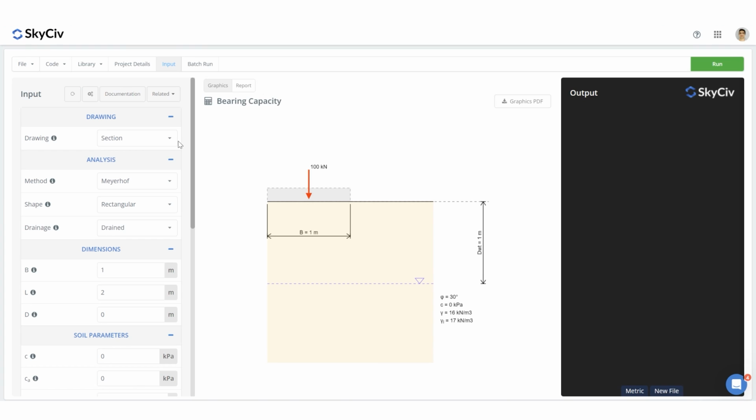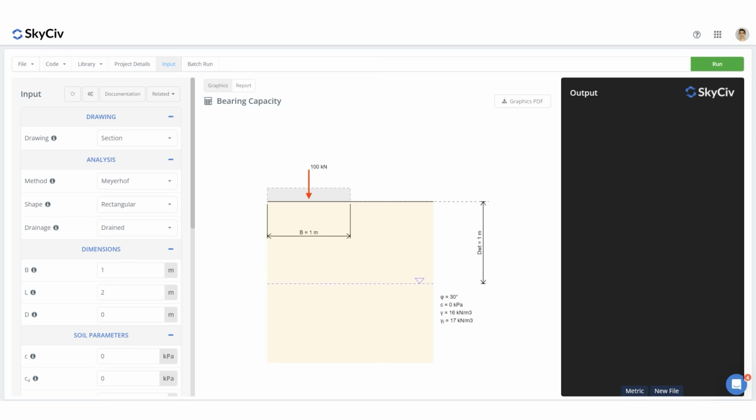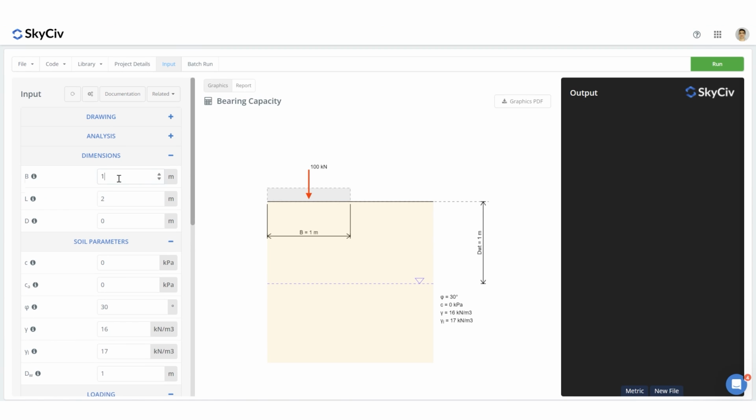Now that I have that tool open, I'm just going to look at inputting the values from the design example. So we're going to be using the Hansen method. We have a rectangular foundation, and we're going to be assessing the drained analysis case. For our dimensions, we're told we have a square footing. It's 1.8 by 1.8, and it's also 1.8 meters deep. So I can update that and see that reflected in our drawing.